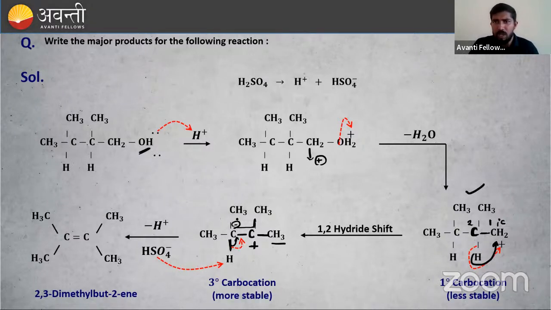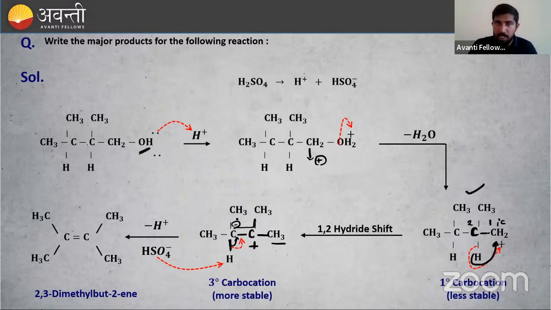Maybe this is somewhat tough for you. Why? You are hearing it for the first time, or second time, or third time. Next year, you will do this for almost all the questions. So wherever a carbocation is formed, you have to check whether rearrangement is possible or not. This is a very important question.